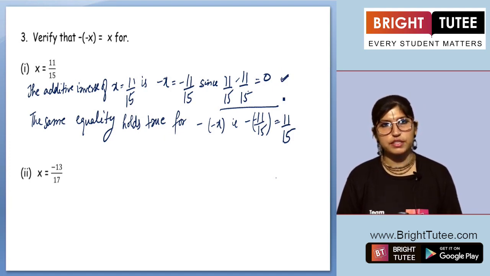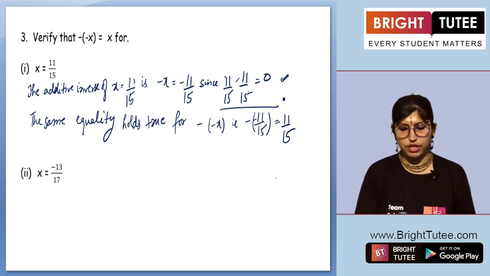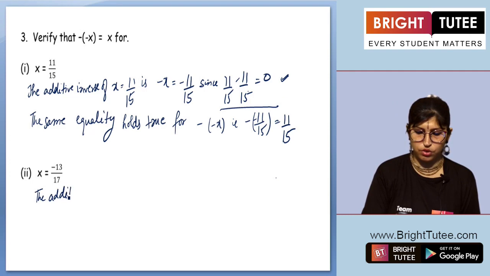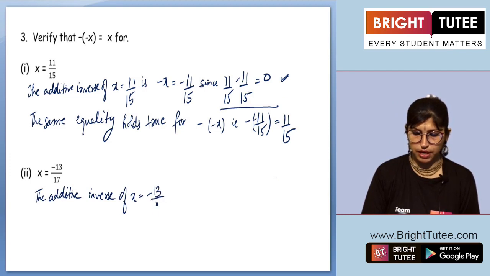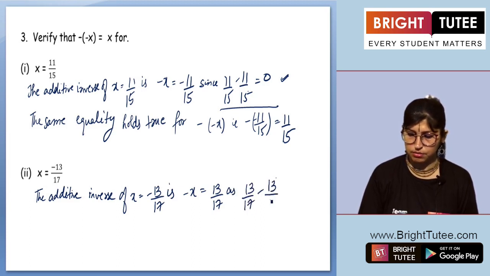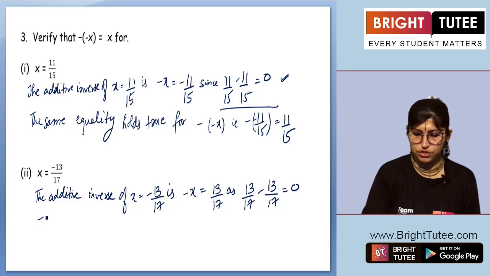Now let's move on to the second part, and we do it the same way we did part 1. We can write the additive inverse of x, which is minus 13 by 17, is minus x, which is 13 by 17, as 13 by 17 minus 13 by 17 would equal 0.